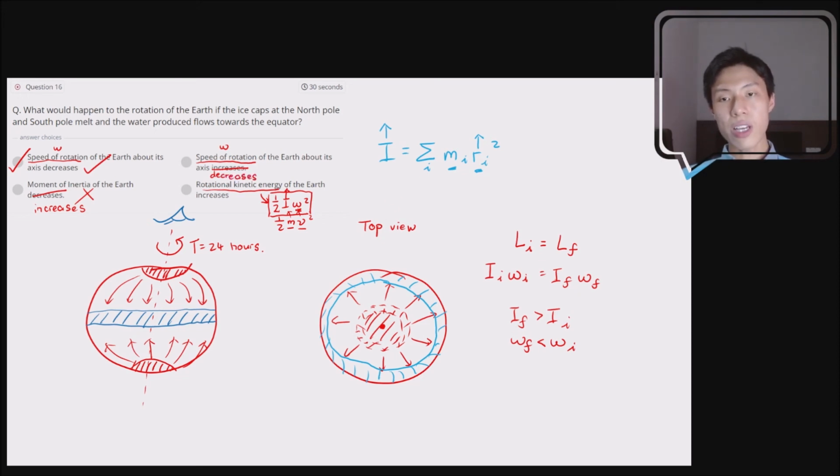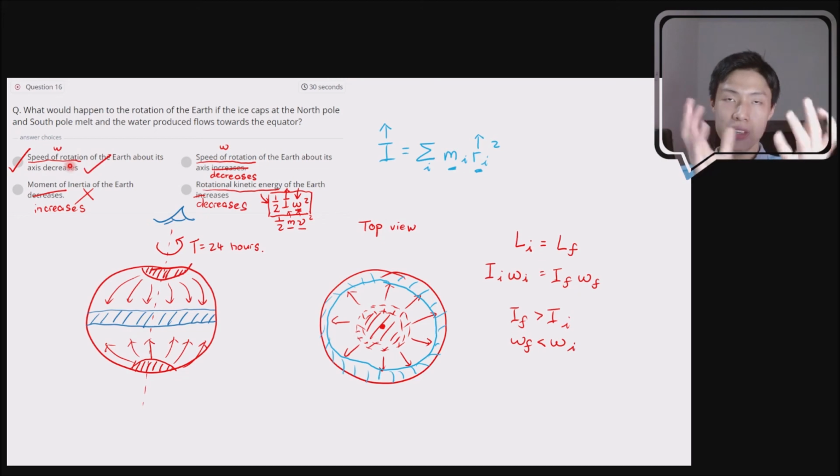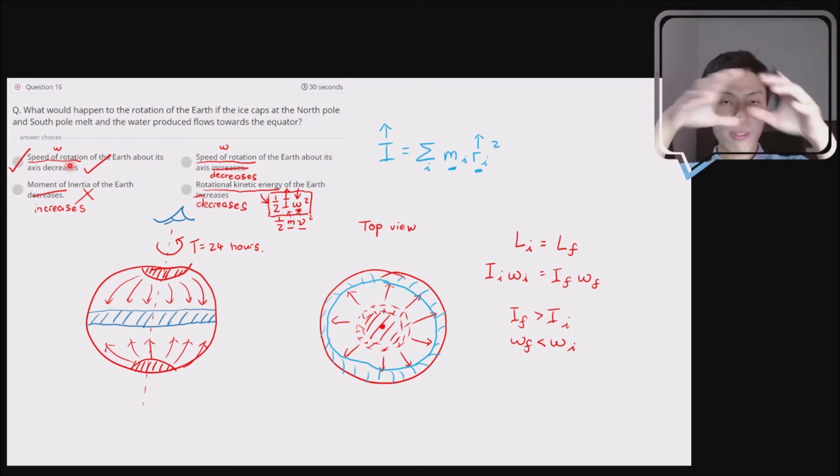Okay, so now you know that already. You know that I will increase, omega will decrease. But because omega has a square inside, right? The effect of the omega will be more severe because there's a square inside here. Therefore, you know here it should be decreases. So our answer will be the speed of rotation of the earth about its axis decreases. So that means the spin of the earth will slow down because of the ice caps melting. Okay, so this is how we solve question 16. Let's move on to the next question.